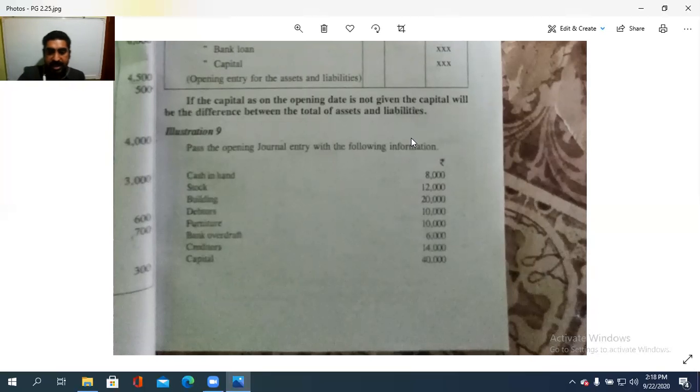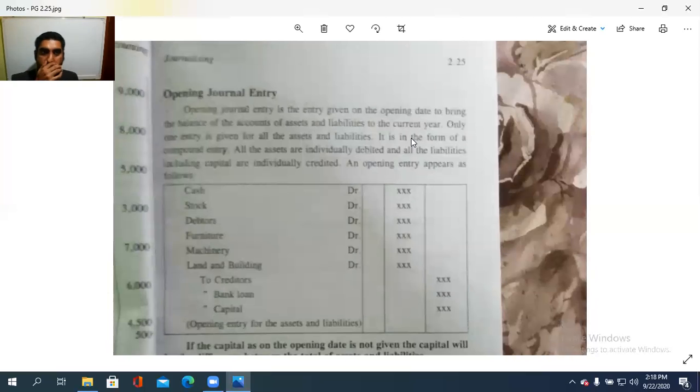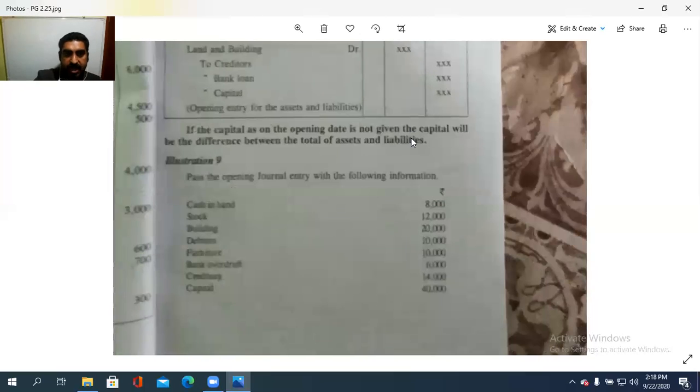So based on this, see, all the assets are to be debited, all the liabilities are to be credited, and the capital also is to be credited. So how is it to be done? Cash in hand debtor, how much is it? 8,000. Then all the assets are to be debited. Stock is an asset, isn't it? So stock debtor 12,000. Then buildings debtor 20,000. Then debtors debtor, how much is it? 10,000.